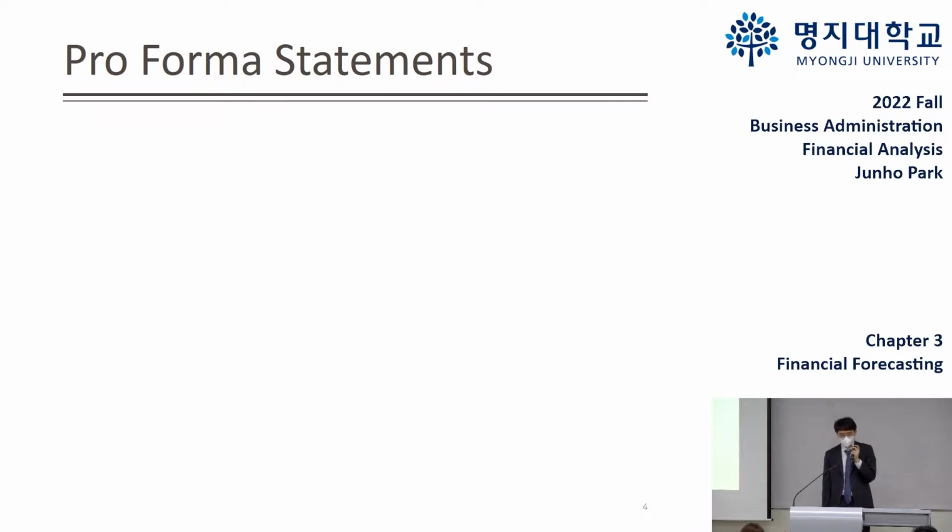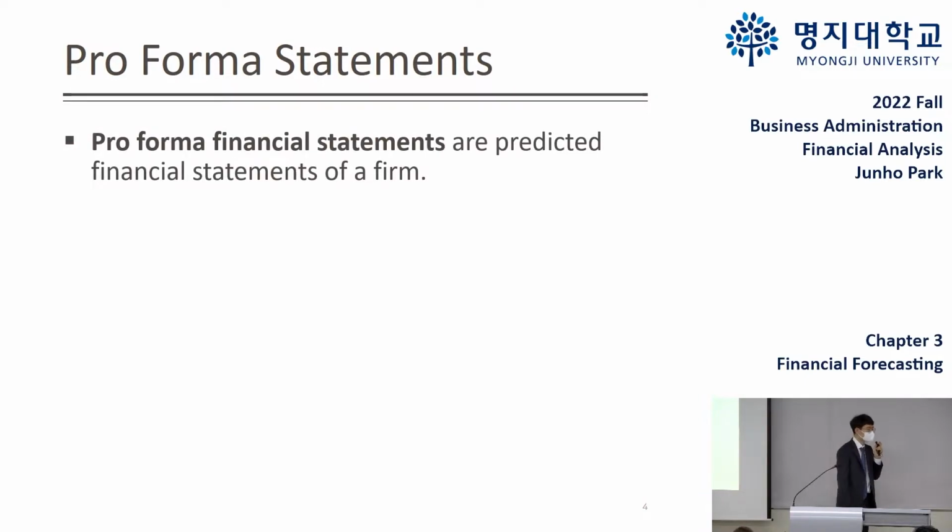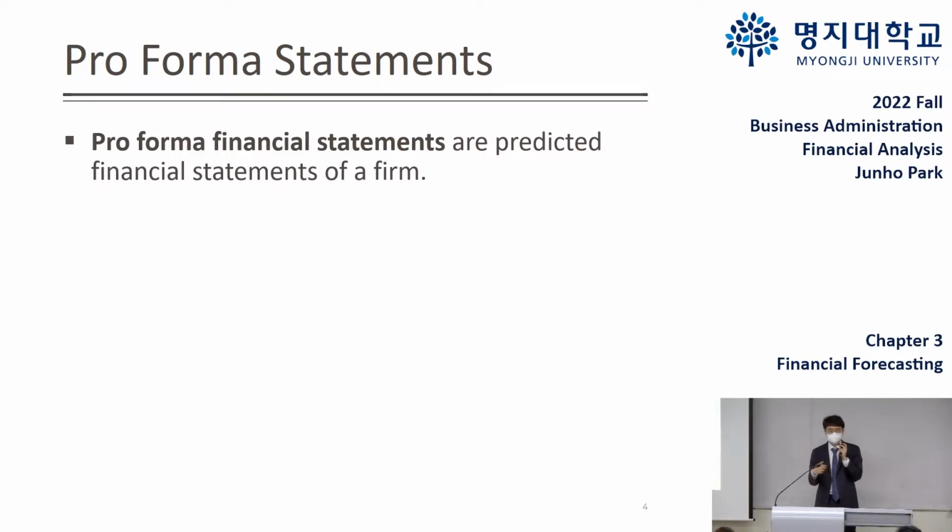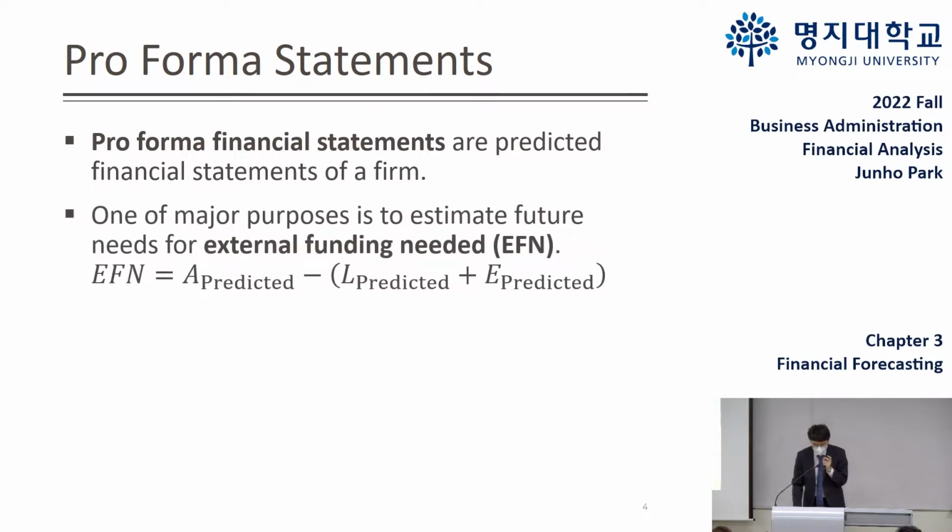So the first thing we are going to learn is the pro forma statement. The pro forma financial statements are financial statements. However, they are for the future. So it is a predicted version of the financial statements, for example, a firm's financial statements for the next year or the year after the next year. Okay? Do you have any questions?